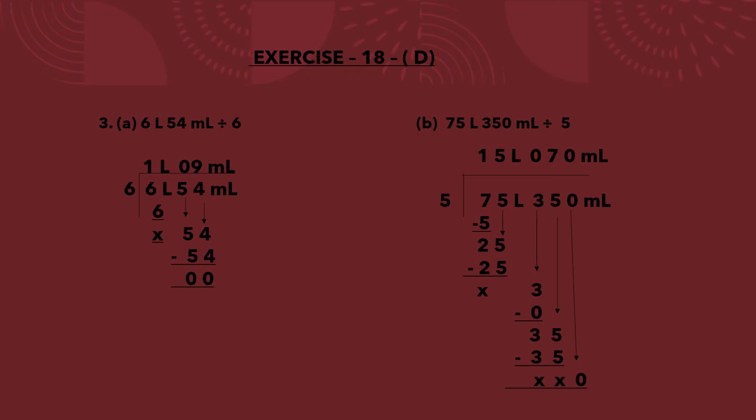Then the next number is 3. From the milliliter side, you will bring down 3. Now 3 is smaller than the divisor 5, so you will write 0 on the quotient. Then you will bring down the next number 5.